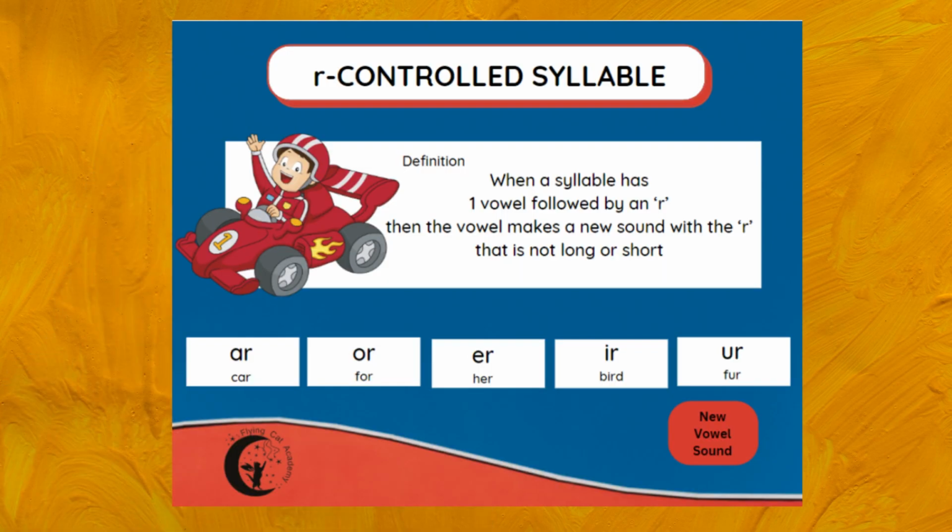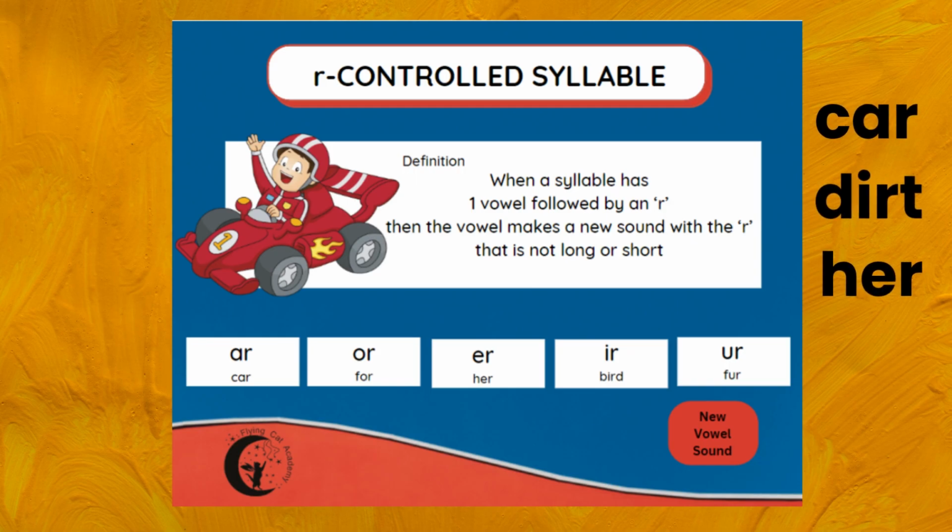syllable. I'll put the definition up on the screen here, and you can see that it says that when there's one vowel followed by the letter R, the vowel usually makes a new sound with the letter R. For example, think car, dirt, her. We'll also point out that in the case of UR, the U is making the expected short U sound, and think of the word hurt as an example.